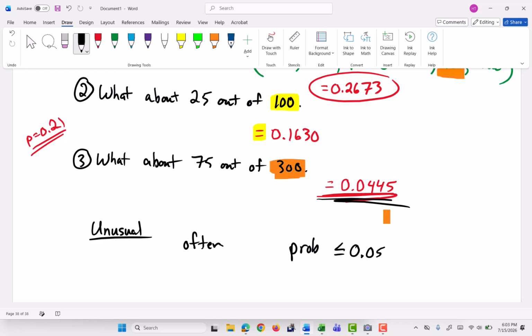So that is the sampling distribution for means and proportions using Excel.